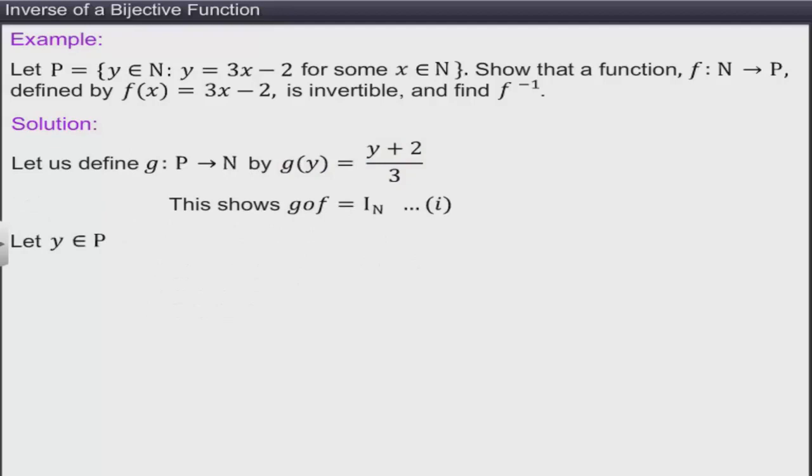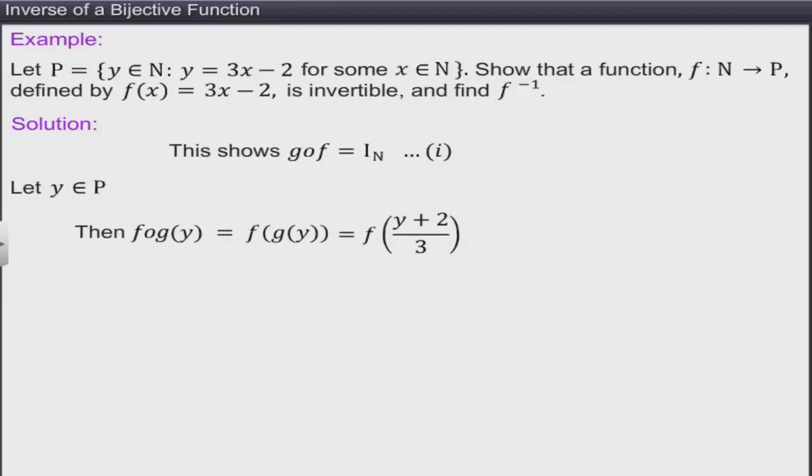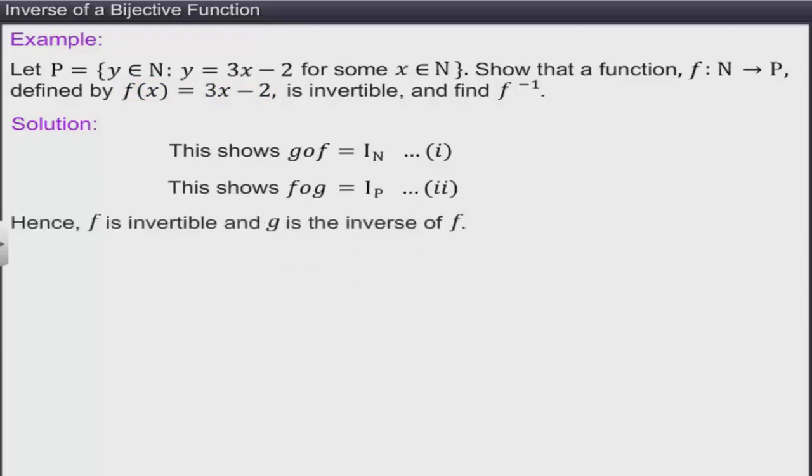Next, let us consider any arbitrary element, y, from set P. Then, f circle g of y is equal to f of g of y, which is further equal to f of (y plus 2) whole divided by 3. And by the definition of function f, this is equal to y. This shows f circle g is an identity mapping from P to P. So, from equations 1 and 2, we can say that f is invertible and g is the inverse of f.